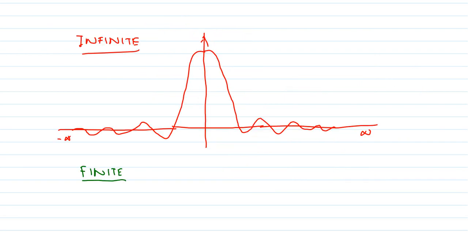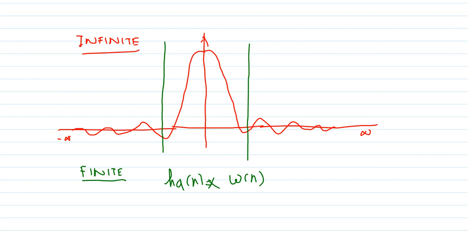This is infinite. If you want to make this finite, one of the options is you can truncate it so that it gives you a finite output. Because this is infinite, you truncate it so that you get a finite one. How can you truncate this? Say this is your Hd of n. You multiply this signal with something called a window function.